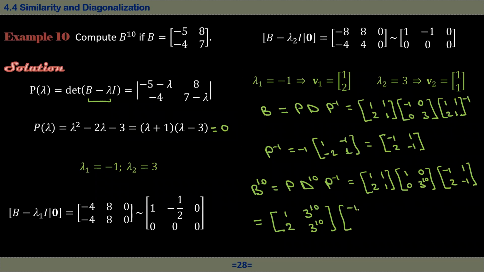And here we have negative 1, 1, 2, minus 1. Which is equal to, first row, minus 1 plus 2 times 3 to the power of 10. And here we have 1 minus 3 to the power of 10. And second row by the first column, here we have minus 2 plus 2 times 3 to the power of 10. And here we have 2 minus 3 to the power of 10. And you can just evaluate this and write the answer.